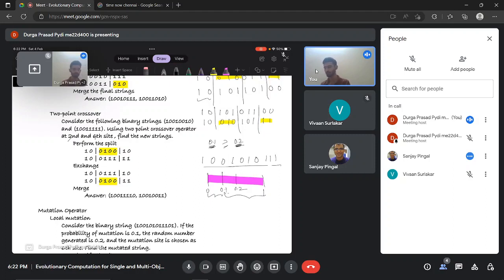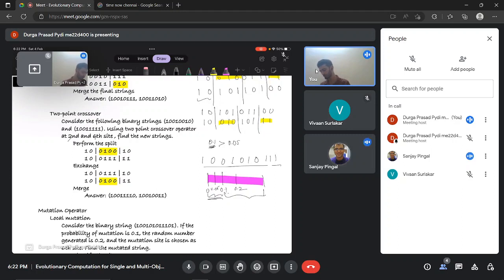When you generate a random number, you can get any number. If you get, say, 0.05, then 0.05 is less than 0.1, which means it falls in this particular region. It is in the zone of your mutation, so you actually mutate it.